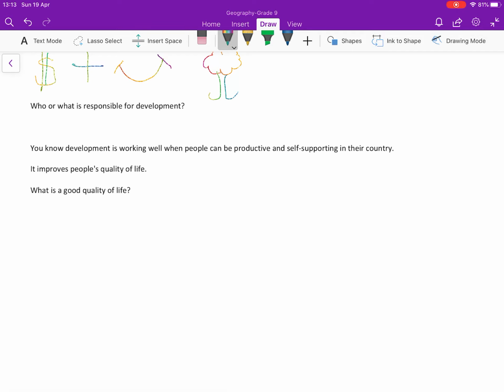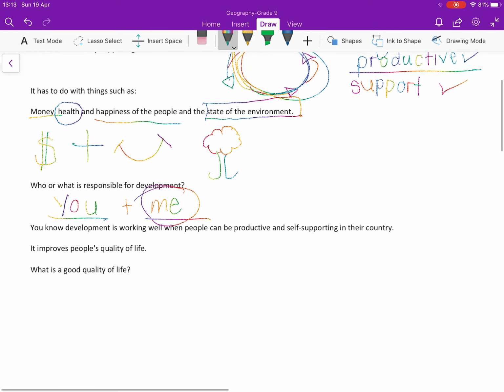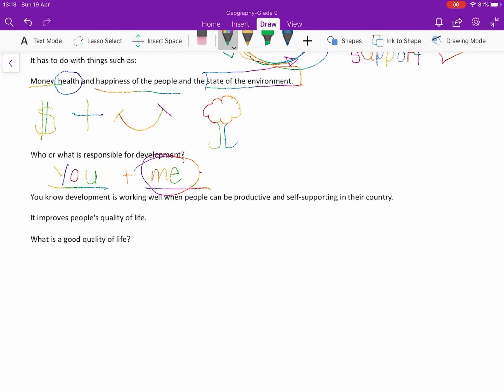Okay, and who or what is responsible for development? Now guys, this may come as a shock to you, but you and me, we are responsible for the development of our country. Whether you are young or whether you are older, development can happen through all of us. One way that you can contribute to the development of a country, guys, is the state of the environment. What are you putting in as an individual to contribute to the state of the environment? Things such as pollution. Are you contributing heavily to pollution?